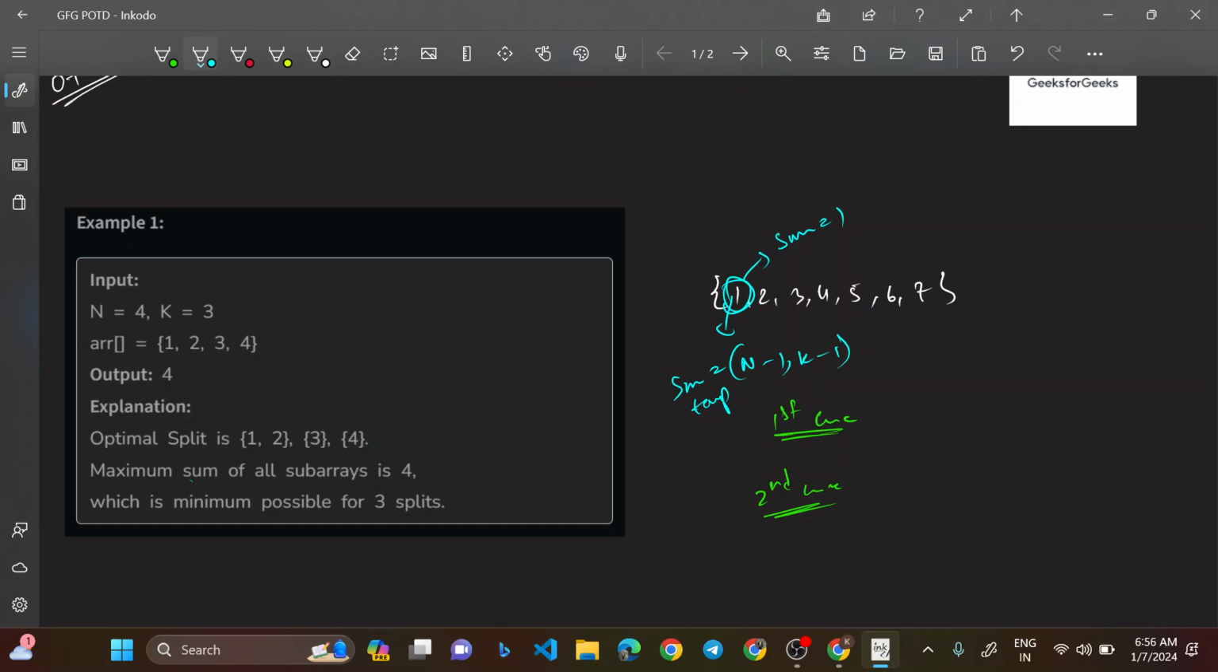So you'll be working on this particular thing, and once you reach the end, you'll check if you are able to make k minus 1 equal to 0. If k minus 1 equals 0, that means you have formed all the subarrays. Now out of all the subarrays, you'll keep another temp to calculate the sum in each and every subarray, and take the maximum among all of them. That is the brute force approach.